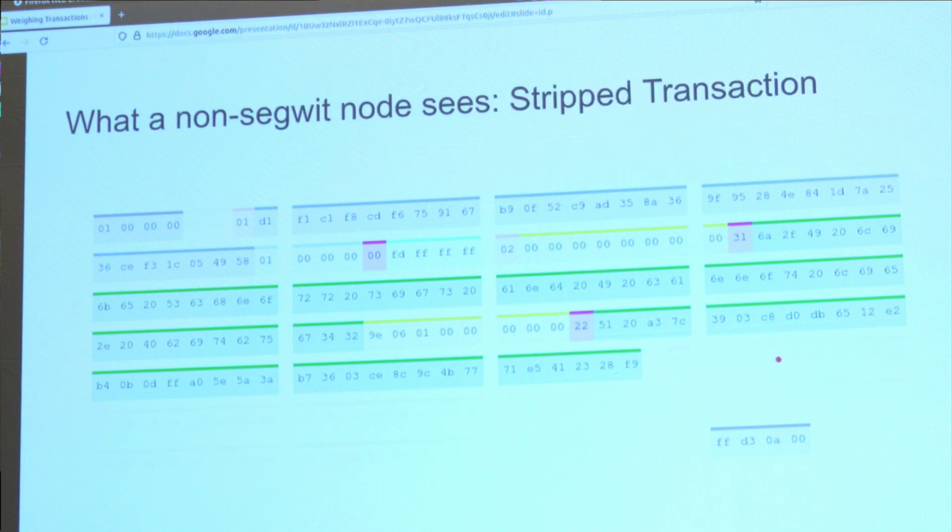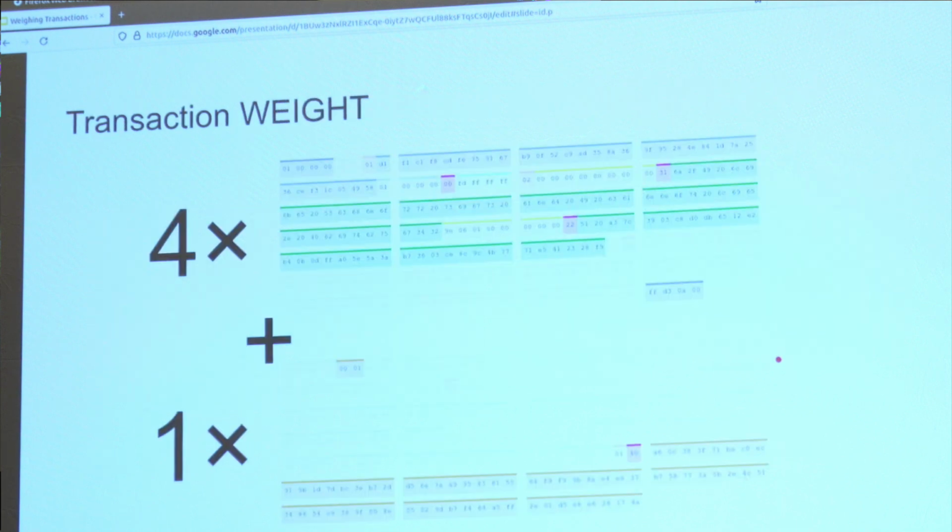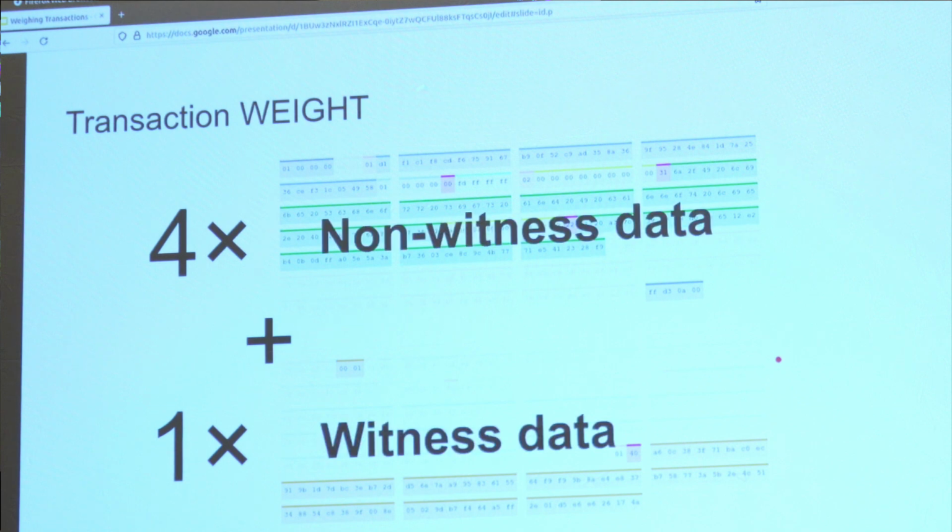Okay, so we've talked about what a Segwit node sees and what a non-Segwit node sees. So where's that mystical transaction weight coming from? Well, we take 4 times the non-Segwit data and 1 times the witness data and add that up, and that is the transaction weight. So we know now how we get the stripped transaction, right? Just remove all the witness data, and we count each byte of the non-witness data 4 times, and the witness data is counted once.